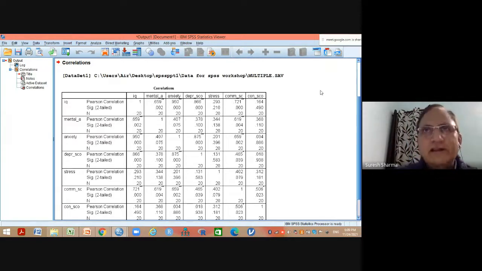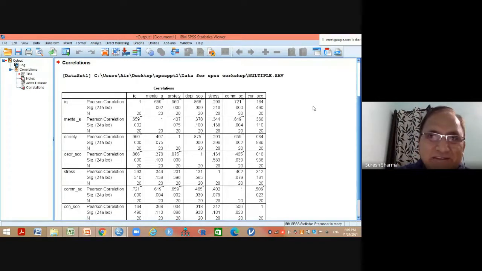Now, somebody can answer that IQ can be predicted based on these 4 only because they are related with IQ: mental age, anxiety, depression score, and communication score. If you are answering that way, your answer is absolutely wrong.